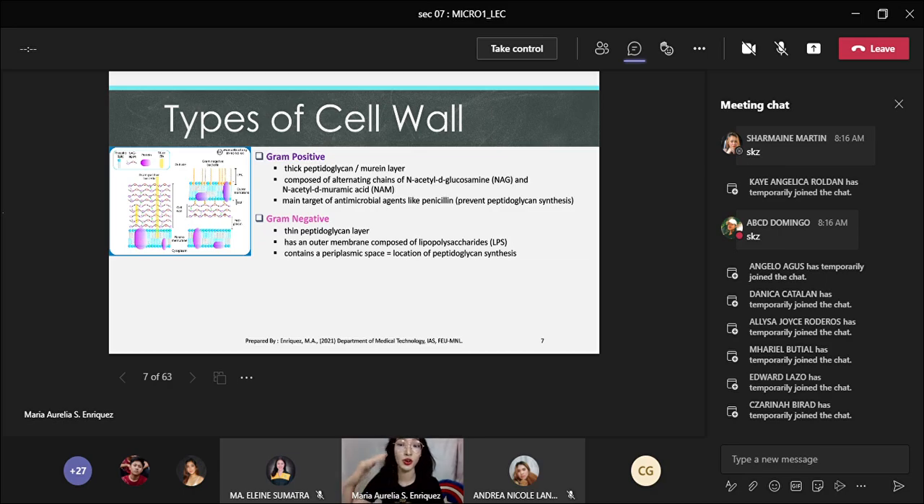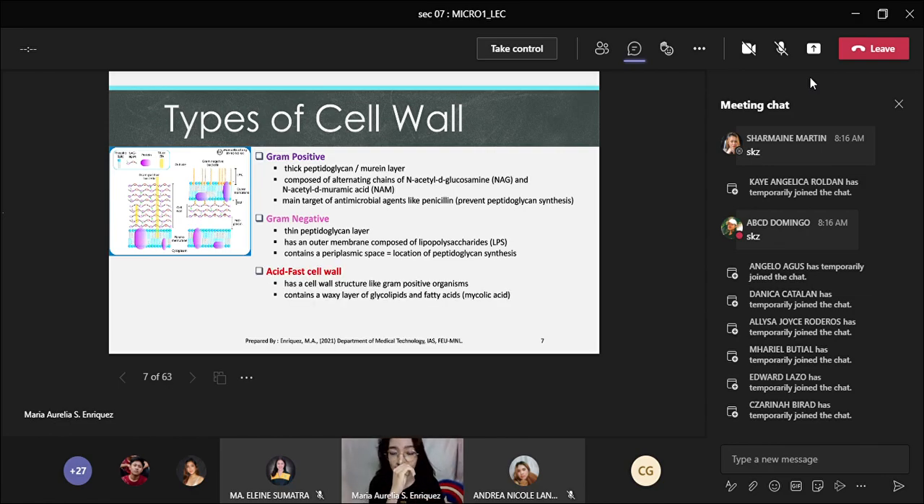that they have an outer membrane, which is mainly composed of lipopolysaccharides. So they also have this periplasmic space, which serves as the location of peptidoglycan synthesis. So dito po, for gram-negative organisms, hindi masyadong effective, if at all, against gram-negative organisms ang mga antibiotics such as penicillin. So this is because they have a lipopolysaccharide outer membrane that's covering their murein layer.